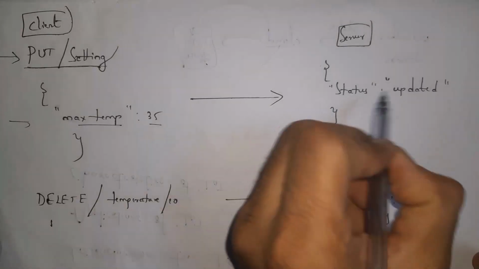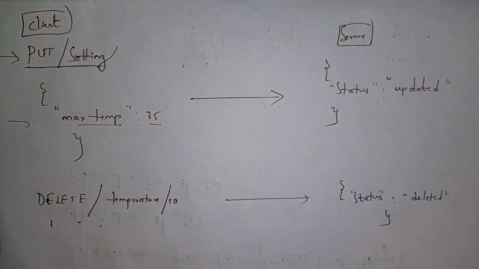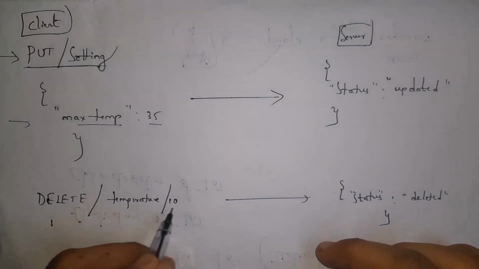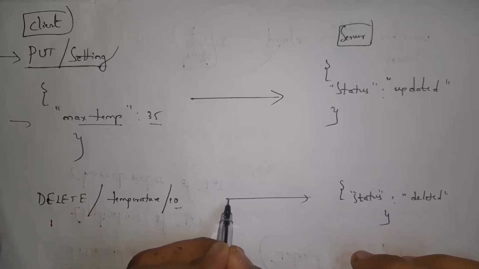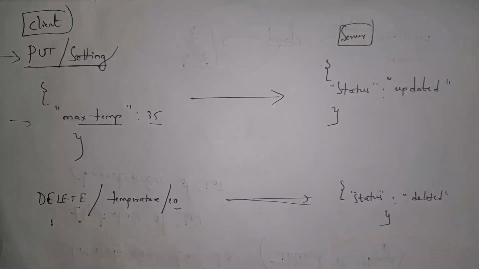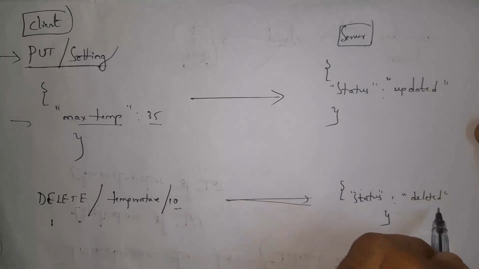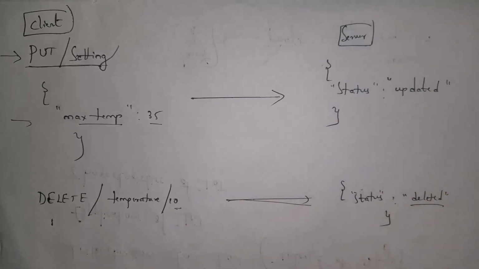So status: updated. And similarly, the client wants to delete temperature value 10. So DELETE /temperature value 10. Whenever the client sends this request to the server, the server will delete temperature value 10. So status: deleted. So GET, POST, PUT and DELETE. These are the 4 HTTP methods used in REST.